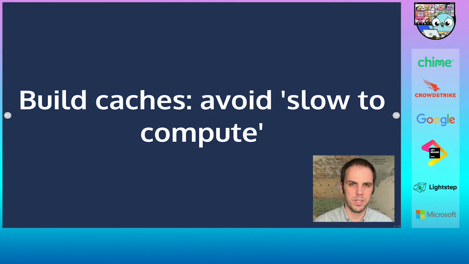For build caches in particular, we're more focused on avoiding slow to compute. So we want to make sure that we're only doing something once and that if we have a result, we're able to reuse it in subsequent steps of the build.